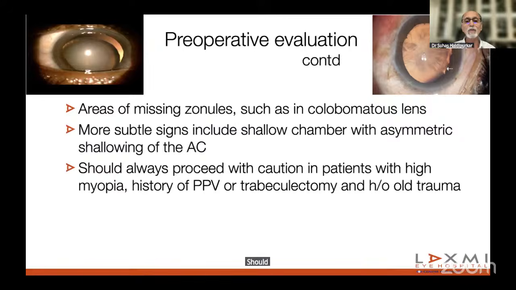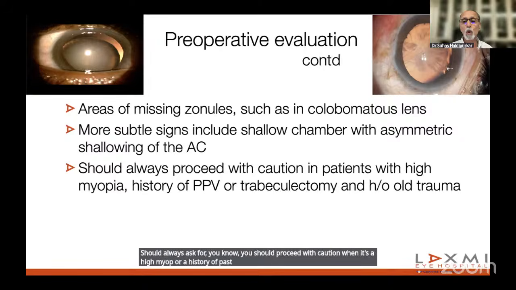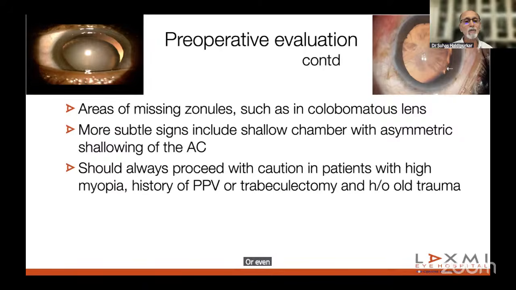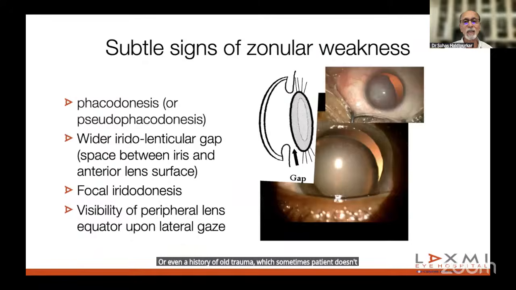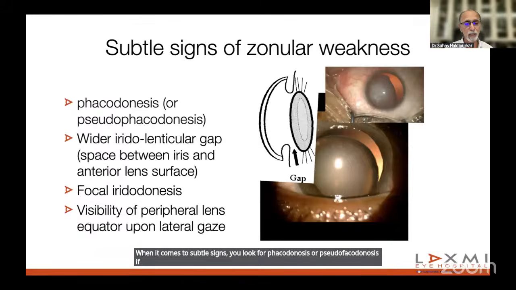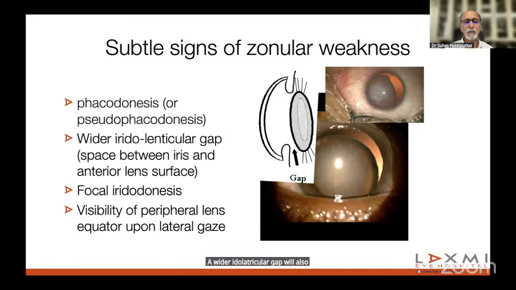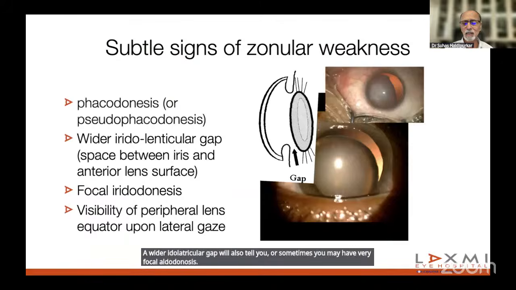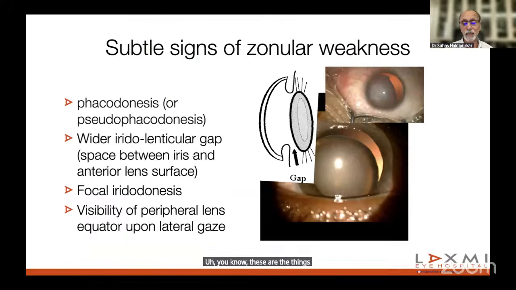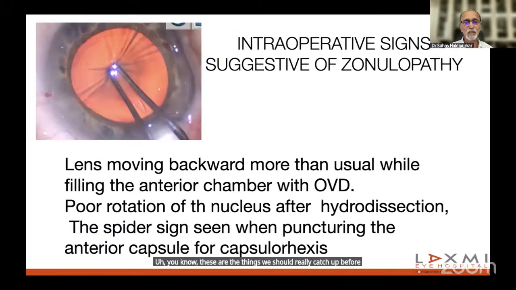You should always proceed with caution when it's a high myope or there's a history of past pars plana vitrectomy, or even a history of old trauma, which sometimes the patient doesn't even remember. When it comes to subtle signs, look for phacodonesis, or pseudophacodonesis if it's already a pseudophakic eye. A wider iridolenticular gap will also tell you, or sometimes you may have very focal iridodonesis. These are the things we should really catch before you start with your surgery.